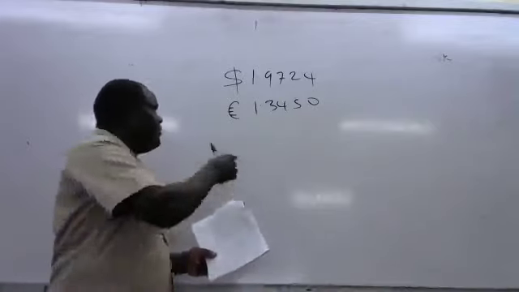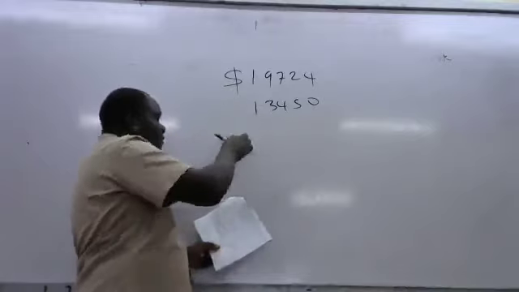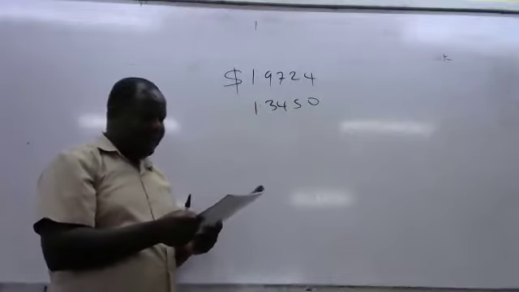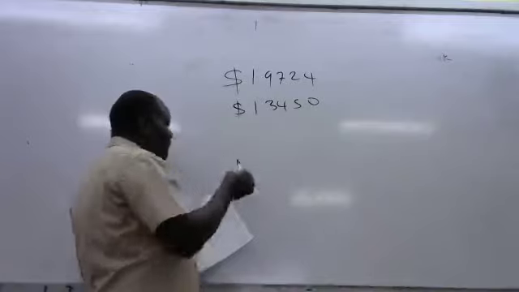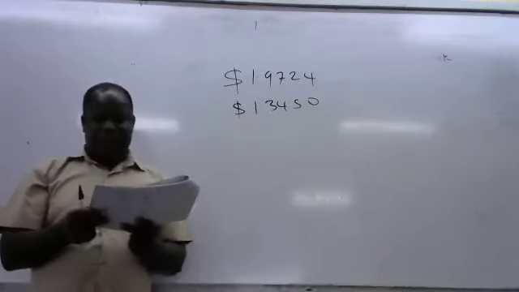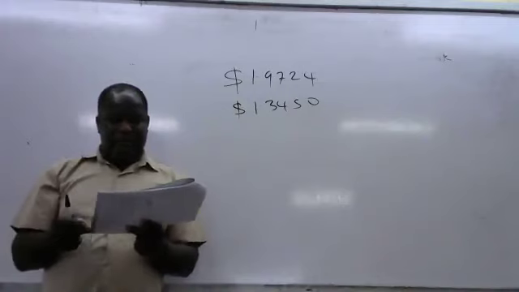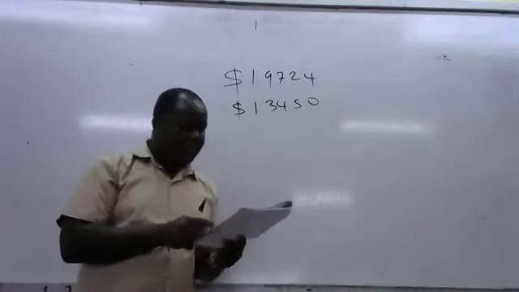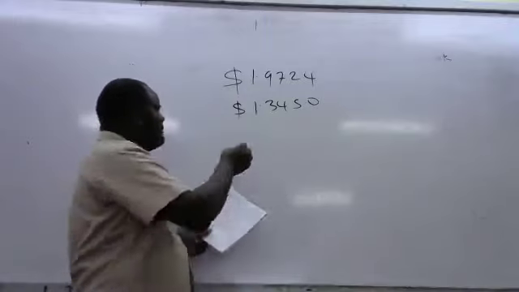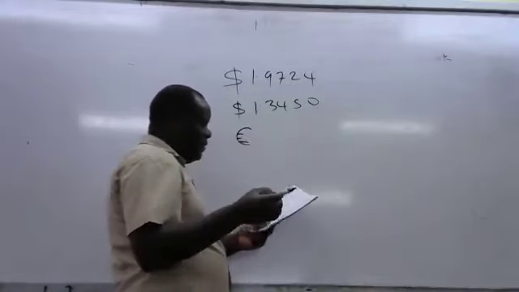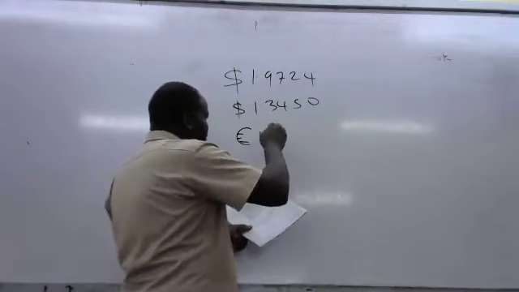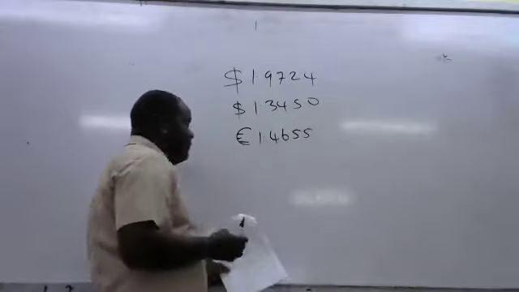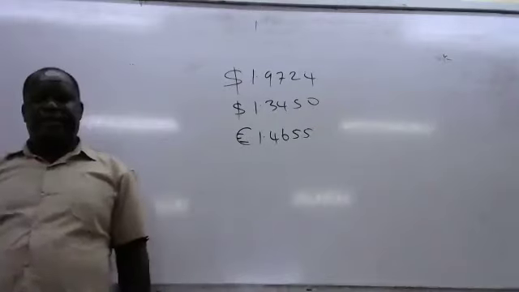1 euro is being offered at 1.345 US dollars. All of them are in form of US dollars in Frankfurt. And at the same time, the London Bank is offering the pound at €1.4655. So I want to connect those details.